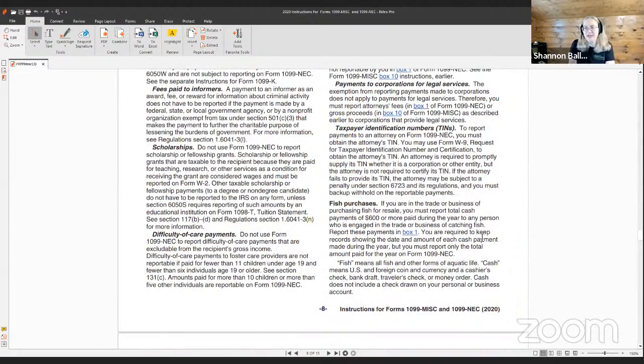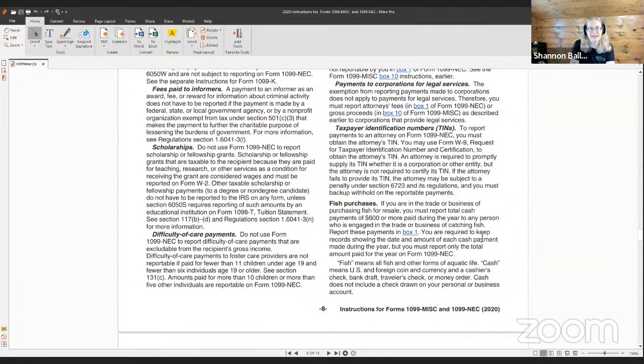Tax identification numbers. To report payments to an attorney on a 1099 NEC, you must obtain an attorney's tax ID number. You may use Form W-9, Request for Taxpayer Identification Number and Certification, to obtain the attorney's TIN. An attorney is required to promptly supply its TIN, whether it's a corporation or other entity, but the attorney is not required to certify its TIN.